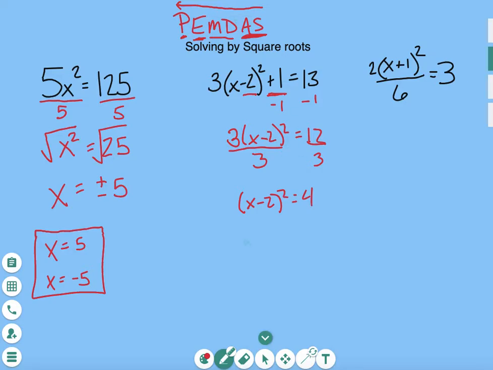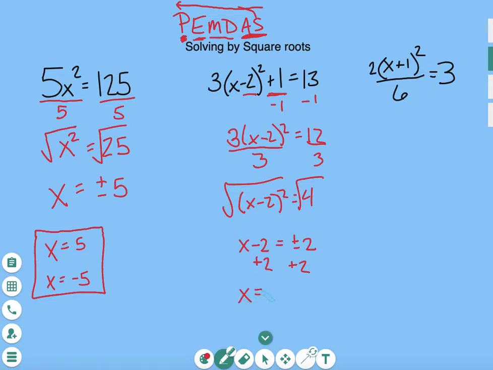And now I can get rid of my exponent by square rooting. And doing that gets rid of the parentheses also. Don't forget about your plus or minus. My last step now is to go back to the beginning because I made it all the way through my solving and I'm not done yet. That means I need to go back to the start, back to adding and subtracting, and work my way through again.